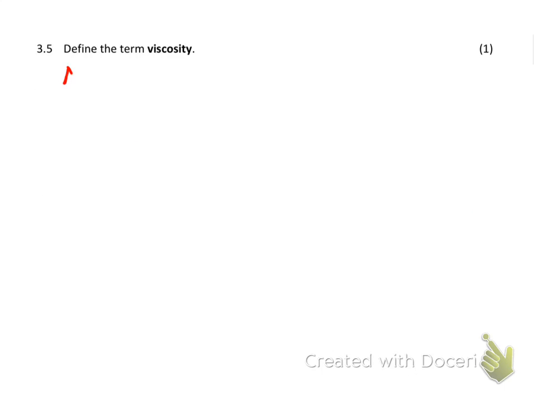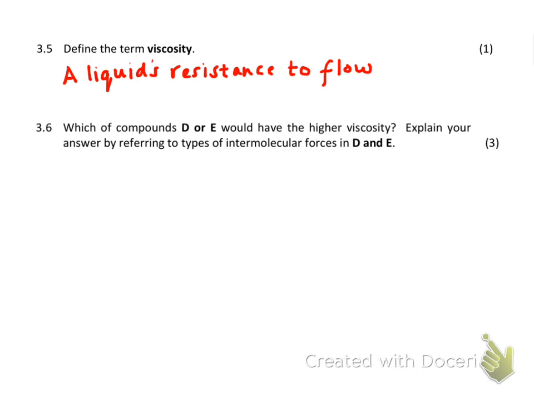3.5, the definition of viscosity, that's a liquid's resistance to flow. Then 3.6, which of D or E has the higher viscosity? And explain by referring to the types of intermolecular forces. So the question here is asking you to refer specifically to the names of the intermolecular forces and then indicate which are stronger. Remember, the stronger the forces, the higher the viscosity, because it will resist flowing if the molecules are strongly attracted to each other.